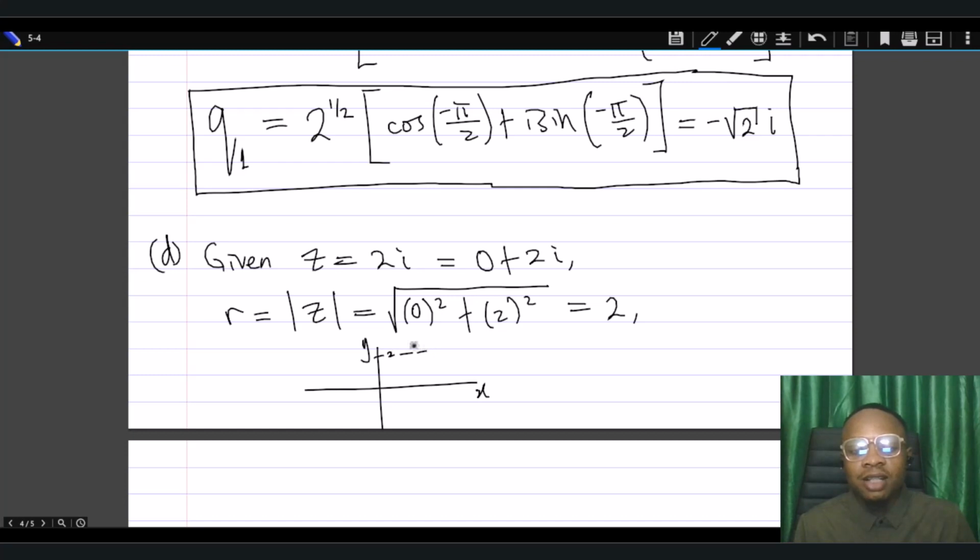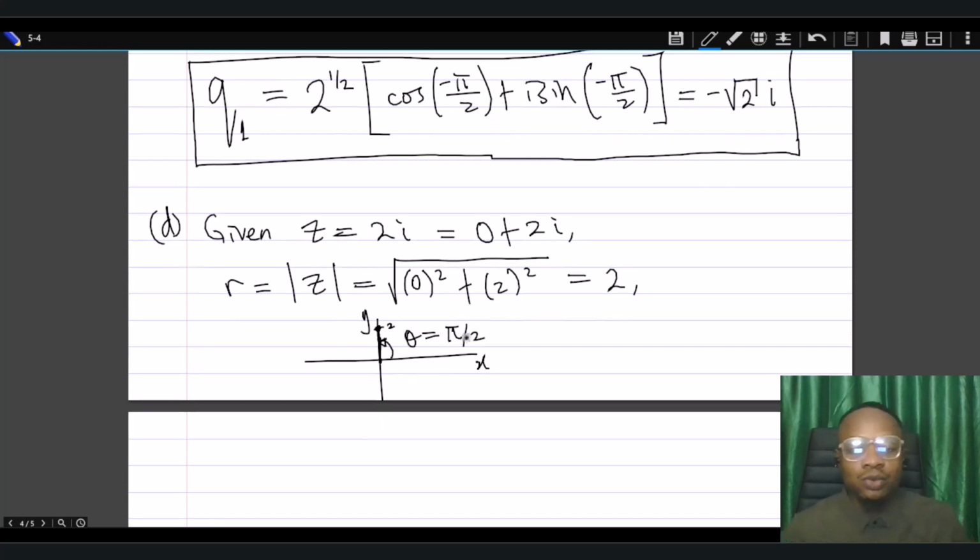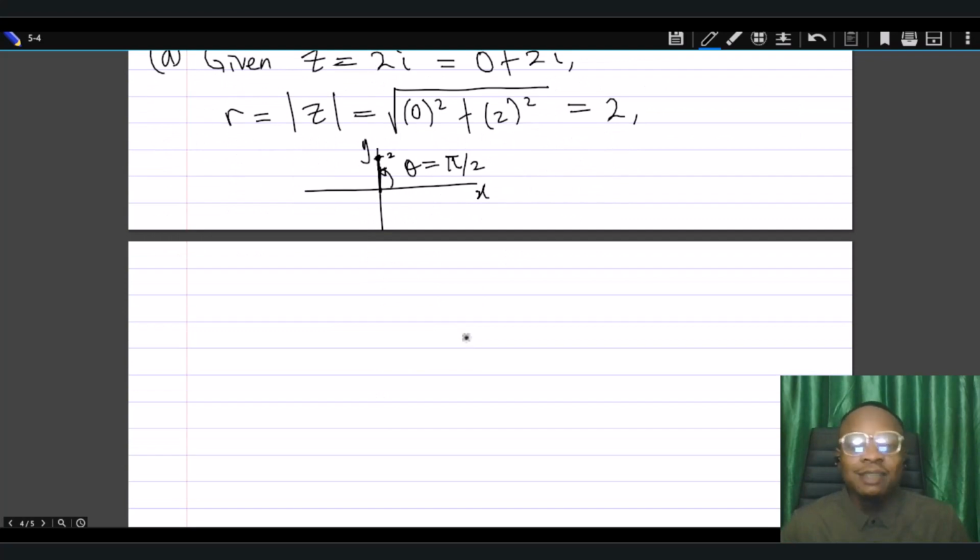And that means that it is located on this imaginary line at this point, because our x here is 0. So the line from the origin to this point will go this way, and the angle that this makes with the positive x-axis will be pi over 2, or 90 degrees. So theta here is simply pi over 2, quite obviously. So with that, we are good to go.